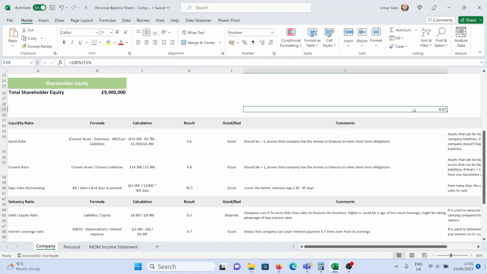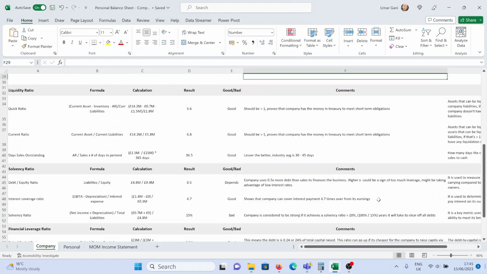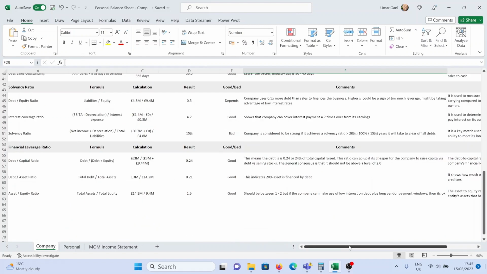So it takes nearly 7 years, as I said, 6.67 years. So it's better to have it at more than 20%. So that's an industry standard, yeah. So the next thing is about the financial leverage ratio.